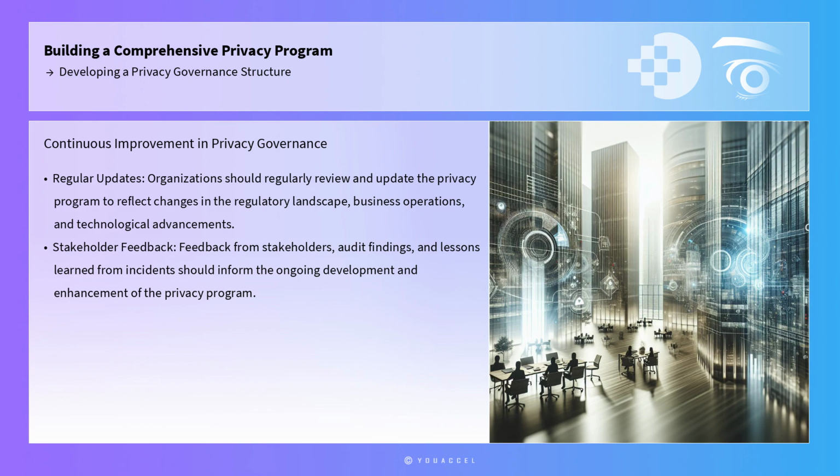Finally, organizations should establish mechanisms for continuous improvement of their privacy governance structure. This involves regularly reviewing and updating the privacy program to reflect changes in the regulatory landscape, business operations, and technological advancements. Continuous improvement ensures that the privacy program remains effective and aligned with organizational objectives. Feedback from stakeholders, audit findings, and lessons learned from incidents should inform the ongoing development and enhancement of the privacy program.